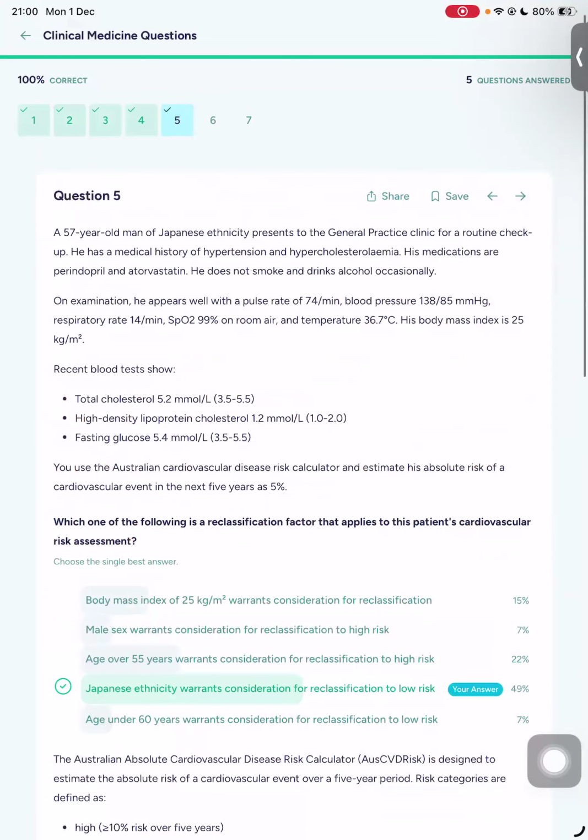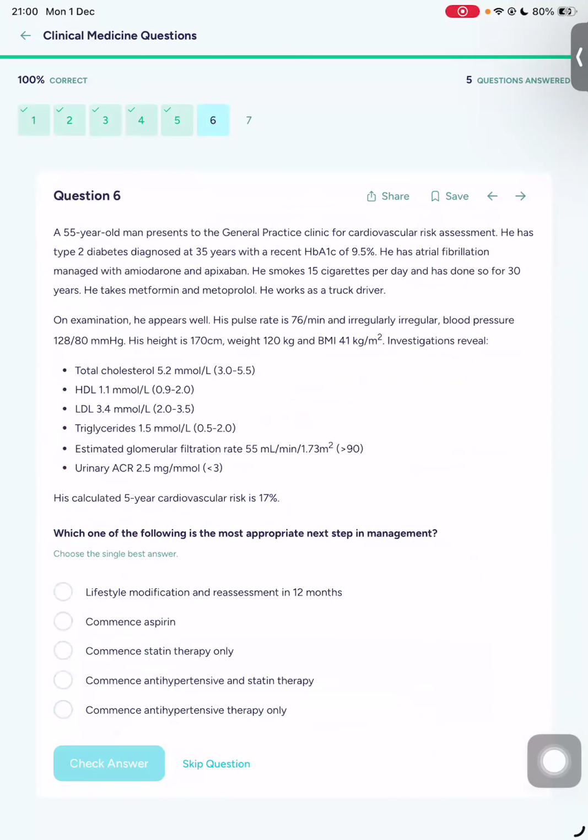So let's move to the next question. A 55-year-old man presents to the GP clinic for cardiovascular risk assessment. He has type 2 diabetes diagnosed at 35 years with a recent HbA1c of 9.5. Okay, 55, diabetic. He has atrial fibrillation managed with amiodarone and apixaban.